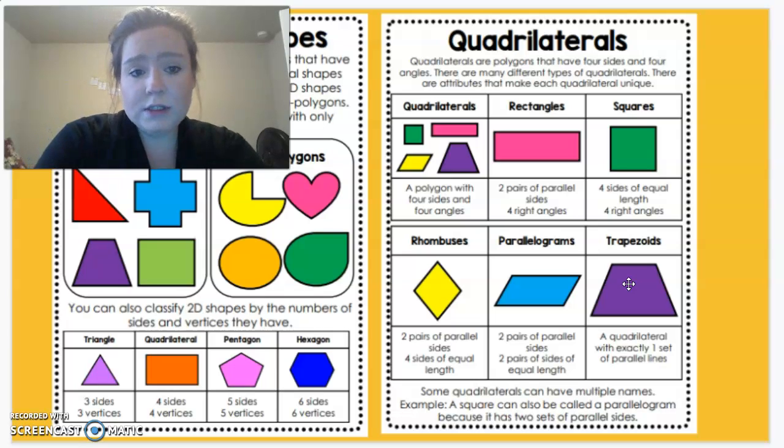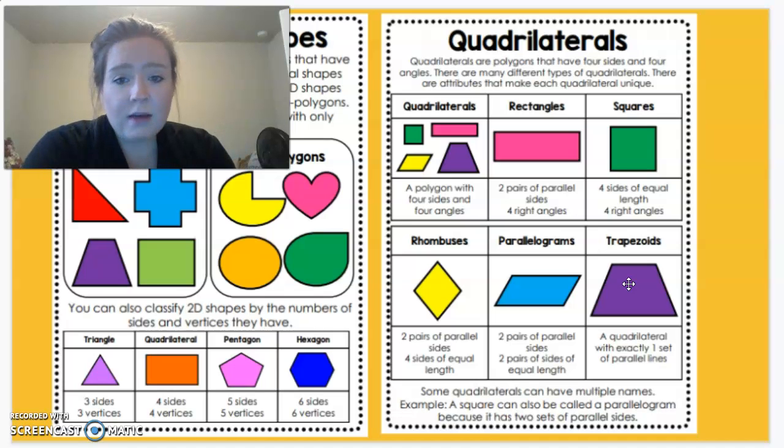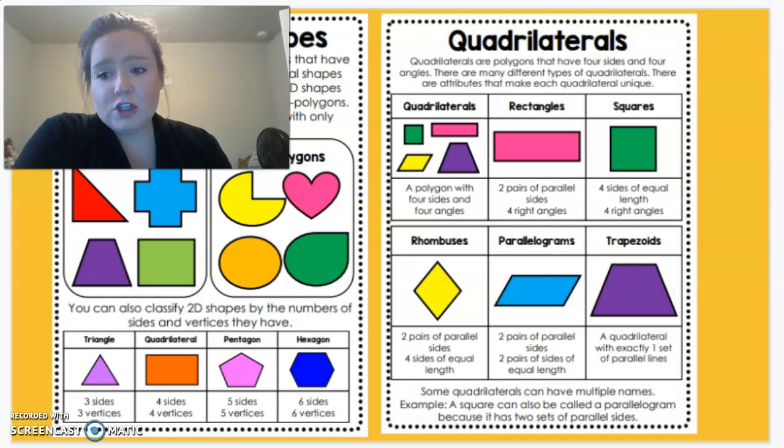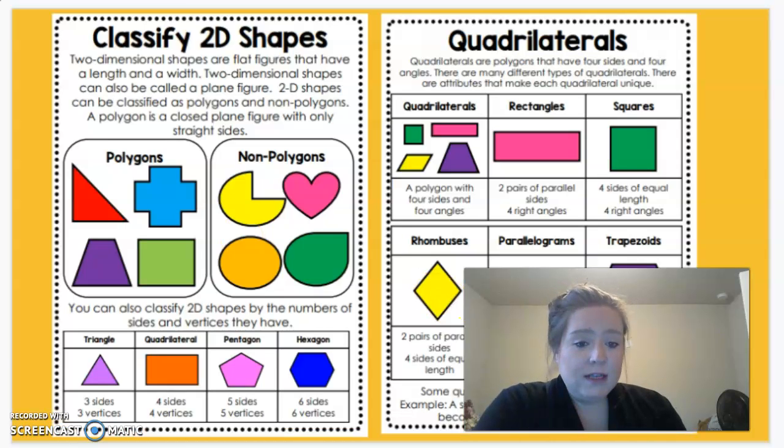So quadrilaterals are polygons that have 4 sides and 4 angles. All quadrilaterals have 4 sides and 4 angles. Now, not all quadrilaterals look the same though. There are many different types of quadrilaterals. There are attributes that make each quadrilateral unique. So this is what I really want us to focus on, okay? This is really important because I'm going to talk about this a little bit more and kind of give you a little bit of a tree. I call this your quadrilateral tree. And it's going to talk about the quadrilaterals a little bit more.